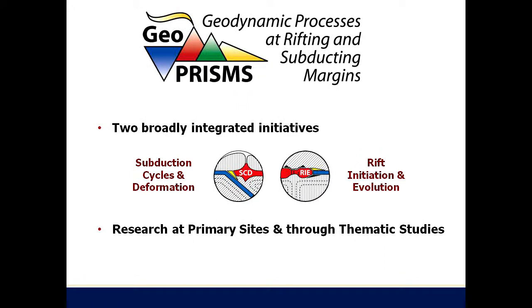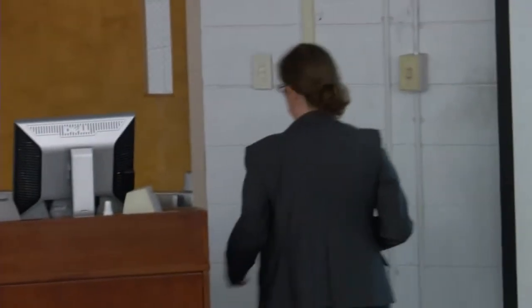Again, it works as two initiatives. It has both a subduction cycle and deformation initiative and a rifting initiation and evolution initiative. It works through finding questions that are different or maybe related between the two initiatives, and it also works through primary sites. This means if you're interested in subduction megathrust earthquakes, Geo Prisms will be particularly interested in proposals that study Alaska, Cascadia, or New Zealand this time around. The Margins program before that was particularly interested in proposals that studied Costa Rica, Nicaragua, and Japan. So much of the work I'm showing you today is actually funded through the previous program, the Margins program that is now known as Geo Prisms.